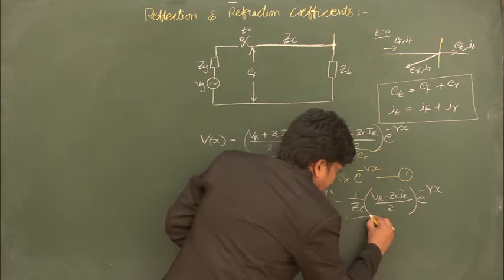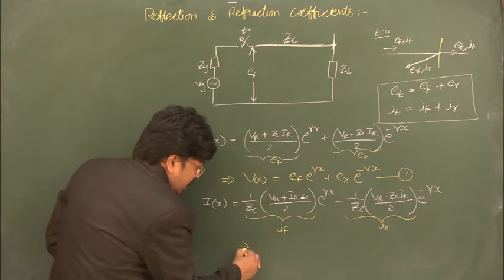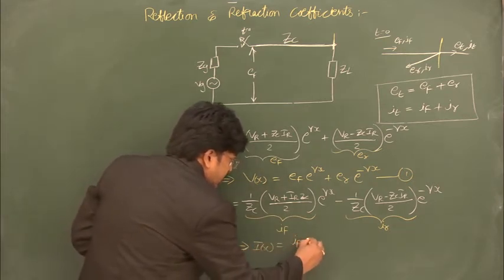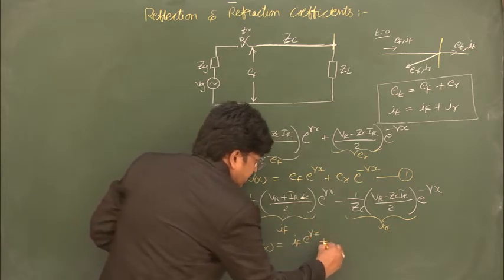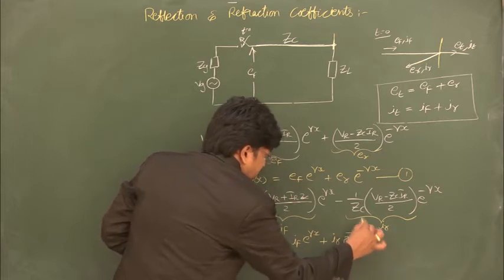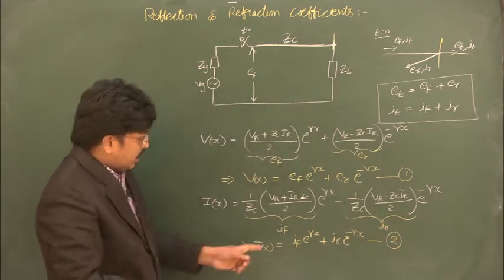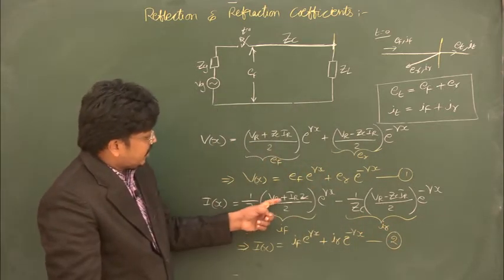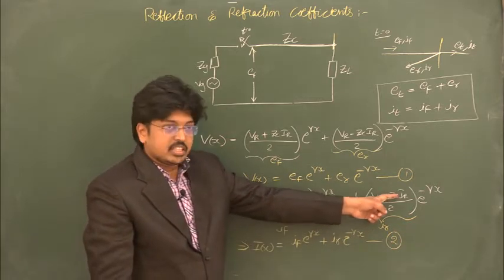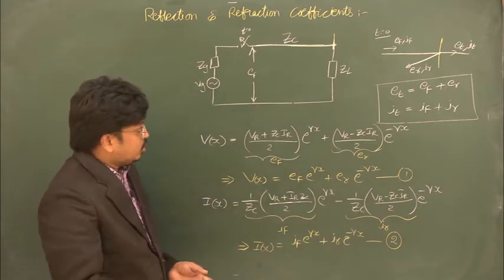Similarly, the quotient of this term will be assumed as IR. So the I(x) equation: I(x) equals IF e^(γx) plus IR e^(−γx). Let this be expression 2, where IF equals 1/Zc (Vr + IR Zc)/2, and IR equals −1/Zc (Vr − Zc IR)/2. This is equation 1 and equation number 2.